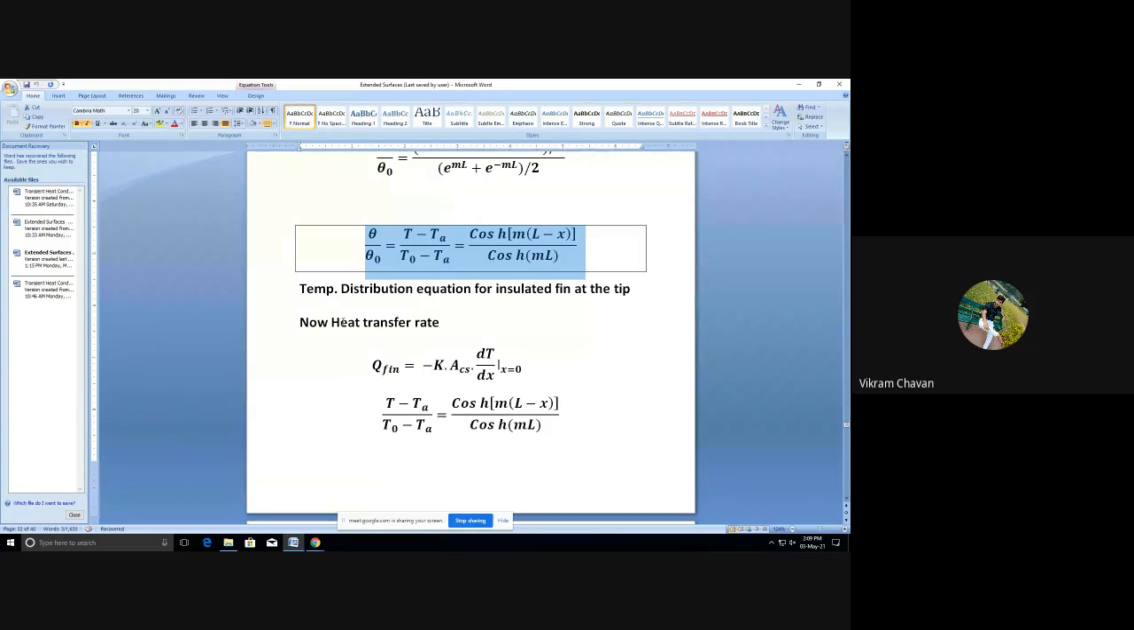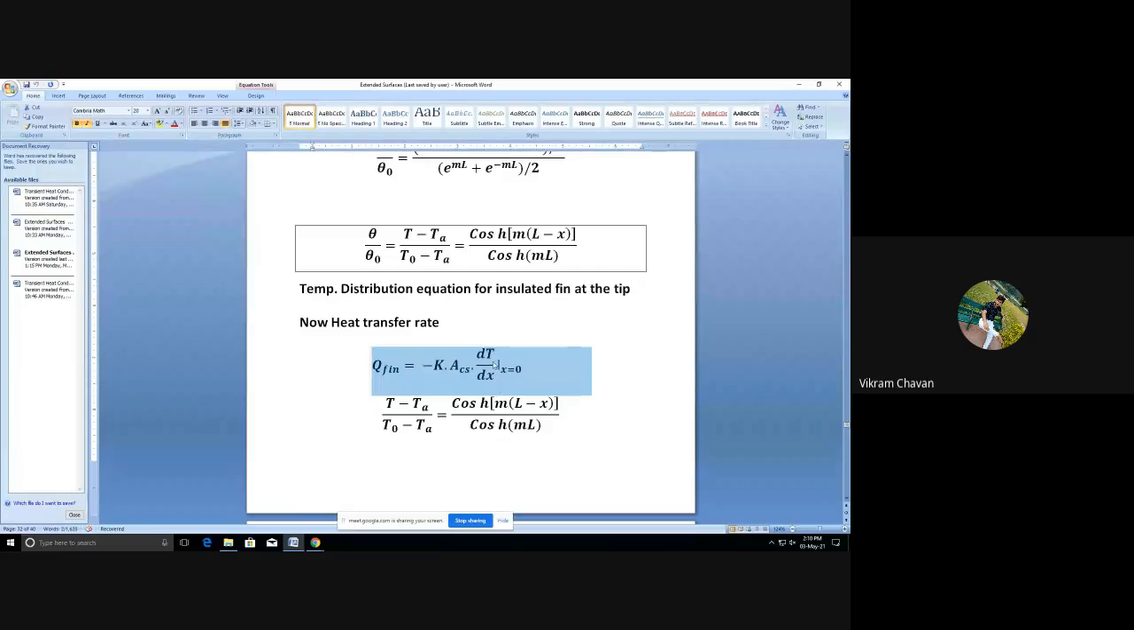So we consider Q fin, the heat transferred by the fin, equal to minus k multiplied by A suffix cs multiplied by dT divided by dx at x equal to 0. That equation we need to consider for Fourier's law. Here, k is the thermal conductivity of the fin, A suffix cs is the cross-section area of the fin, dT divided by dx is the temperature gradient, and we have to determine this temperature gradient at x equal to 0, that is, at the base of the fin.